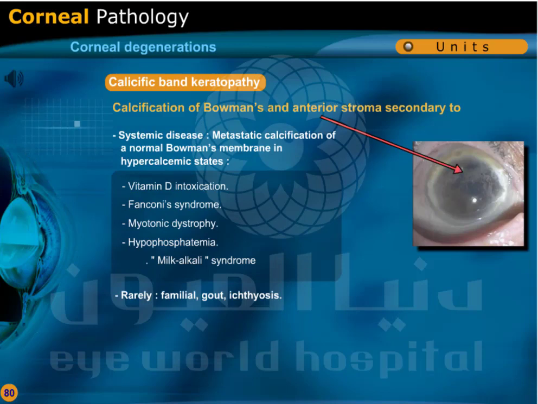Systemic disease. Metastatic calcification of abnormal Bowman's membrane in hypercalcemic status, as in vitamin D intoxication, Fanconi syndrome, myotonic dystrophy, hypophosphatemia, as in milk alkali syndrome. Rarely, familial, gout, or ichthyosis.